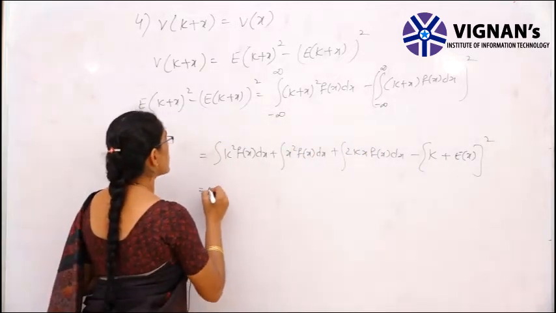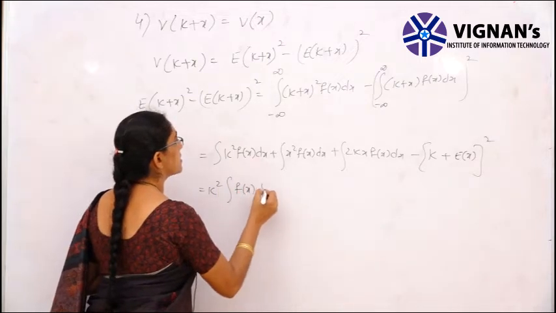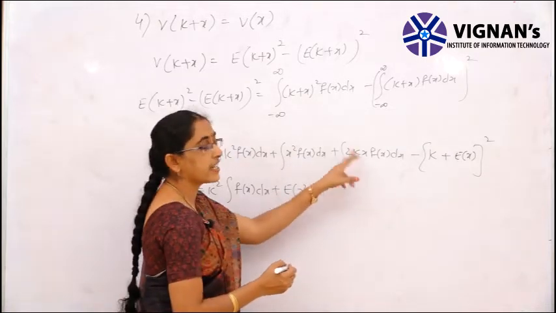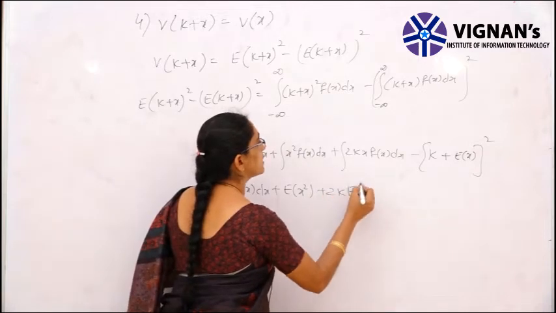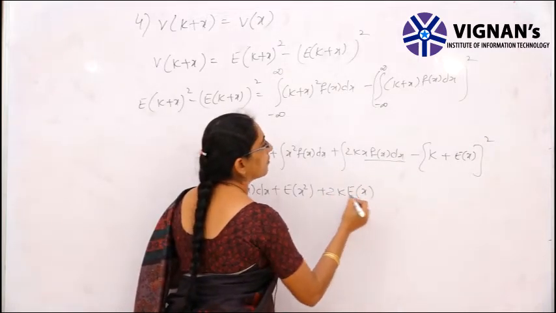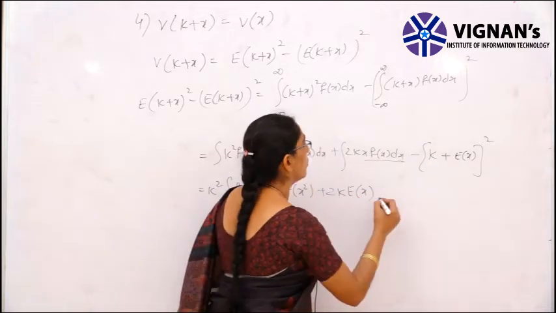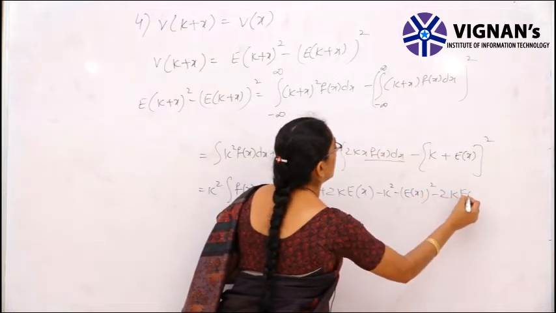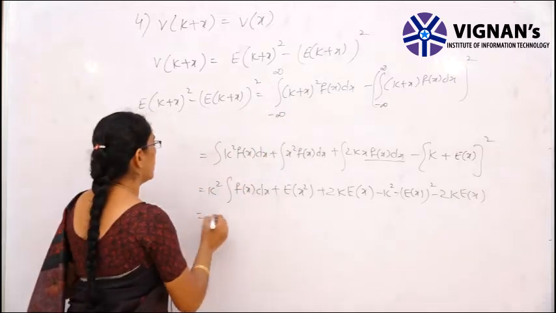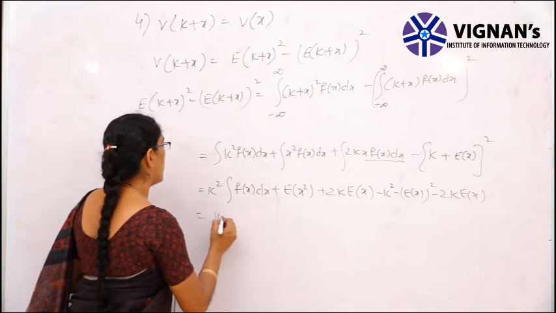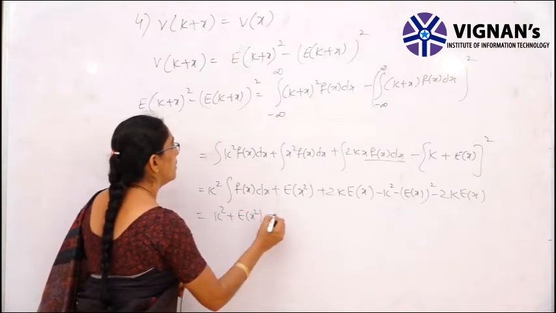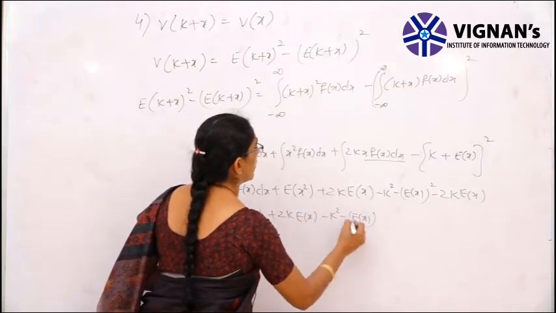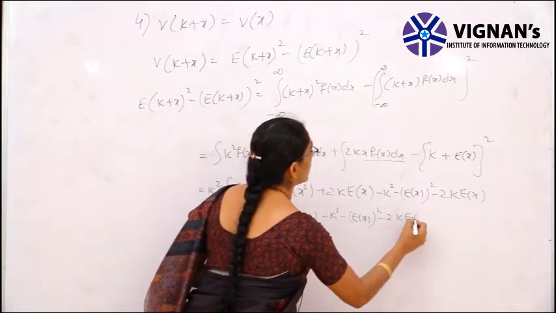So it is k square into integral f of x dx plus integral x square into f of x dx, which is nothing but e of x square, plus 2k, a constant, brought outside. So 2k into integral x into f of x dx is expectation of x, and again using the formula a plus b whole square, minus k square minus expectation of x whole square minus 2k into expectation of x. But here integral f of x dx is 1. So k square plus expectation of x square plus 2k into expectation of x minus k square minus expectation of x whole square minus 2k into expectation of x.